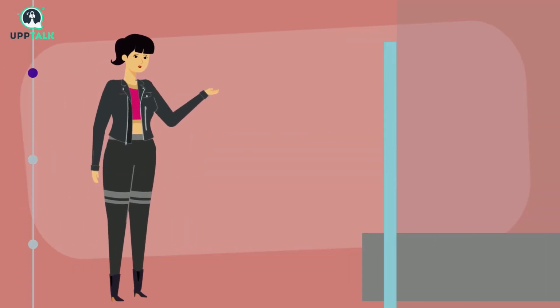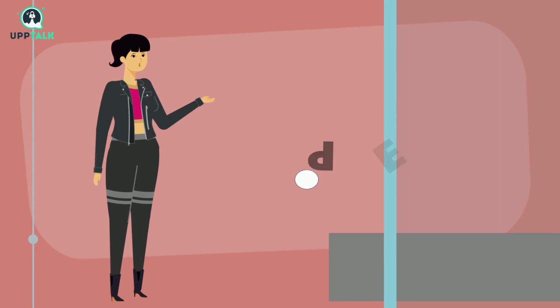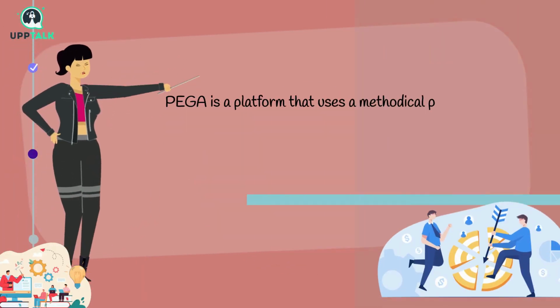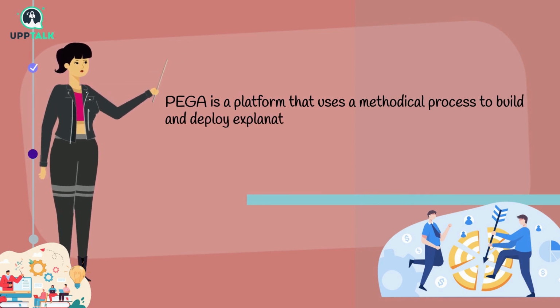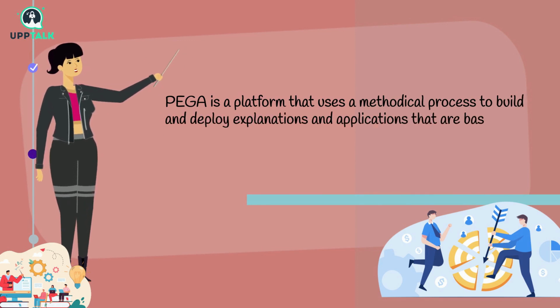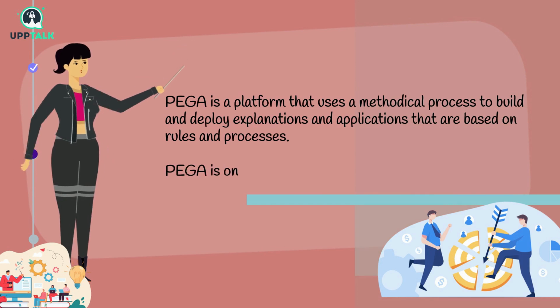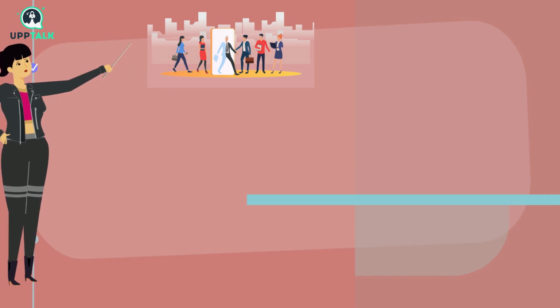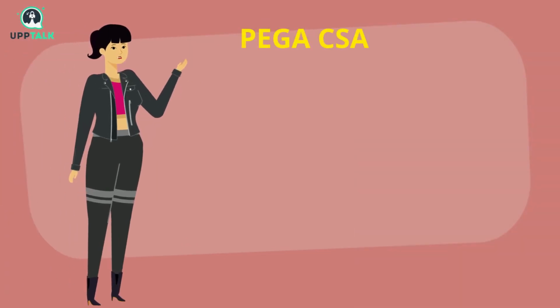This tutorial video is about Pega CSA. Pega is a platform that uses a methodical process to build and deploy solutions and applications that are based on rules and processes. Pega is one of the best BPM tools available on the market today. Let's find out about Pega CSA.